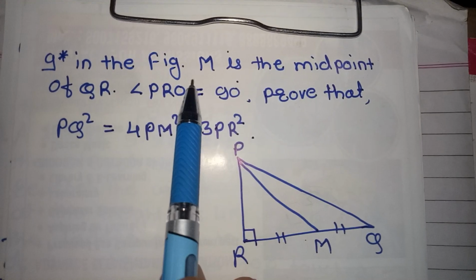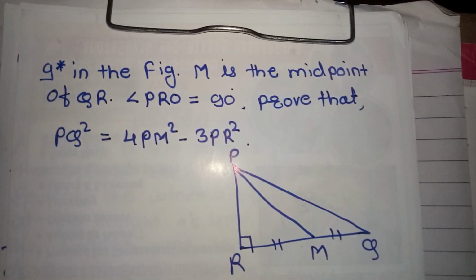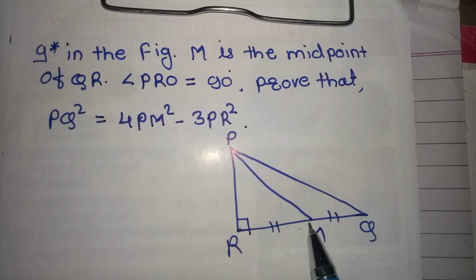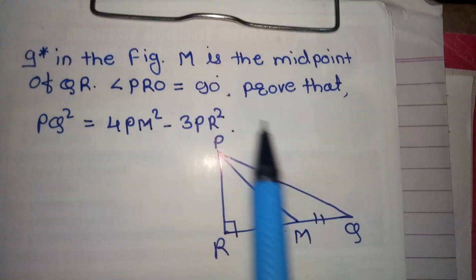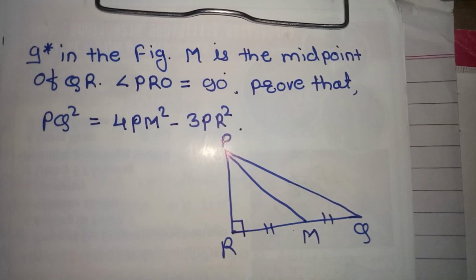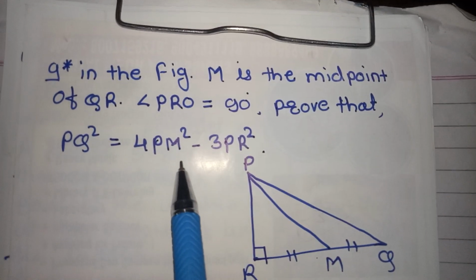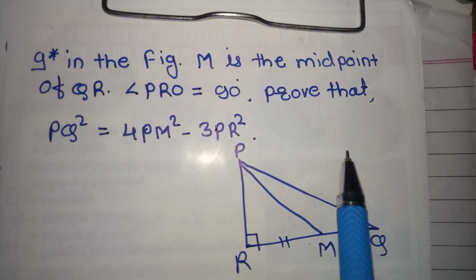In the figure, M is the midpoint of QR. You can see here QR length, M is the midpoint, that's why these both segments are equal to each other. And angle PRQ is equal to 90 degrees, meaning angle R is 90 degrees. Then prove that PQ square is equal to 4PM square minus 3PR square.